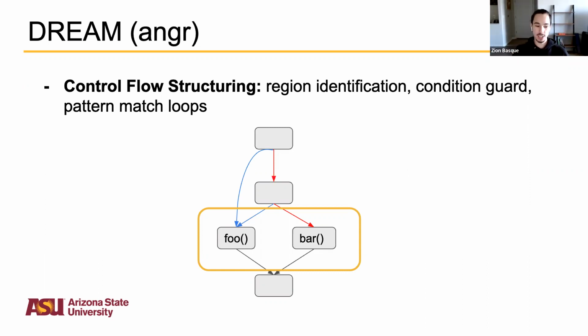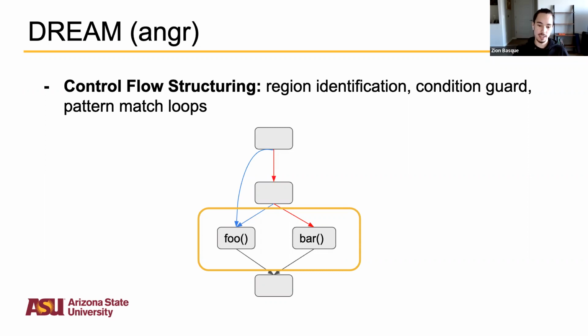So region identification is taking these blocks and finding if they have a single entry, single exit. So for instance, foo and bar here, you could actually collapse them into one guy and they would still have a single entry and a single exit. In this case, the region actually gets a little broken because of that other entry, but it's okay, you can still condense these into one.